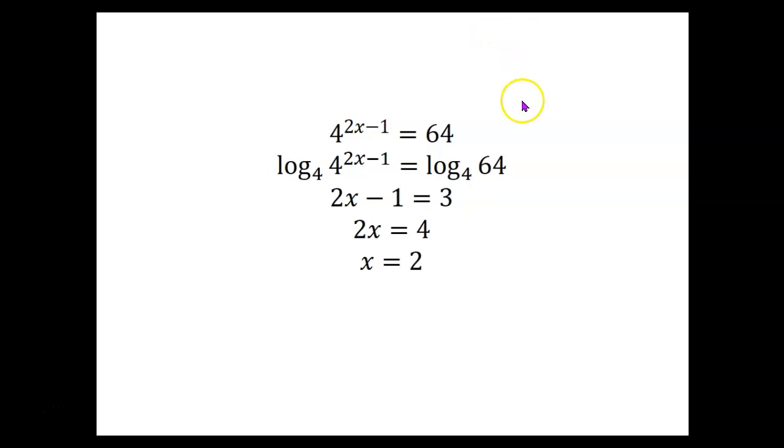Now, another way we could have figured this out is right at the beginning, if you recognize that 64 was 4 to the third power, you could have said, oh, on one side we got 4 to the (2x minus 1). On the other side we got 4 to the 3. So 2x minus 1 must equal 3. And then just take it from there.